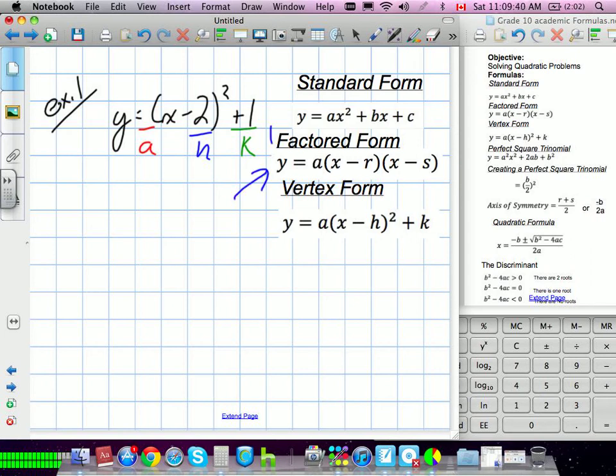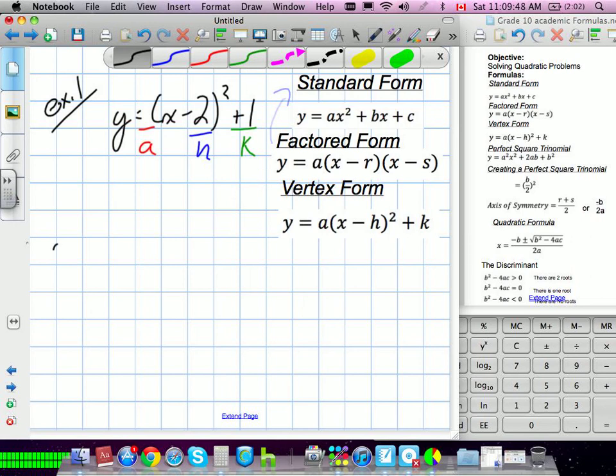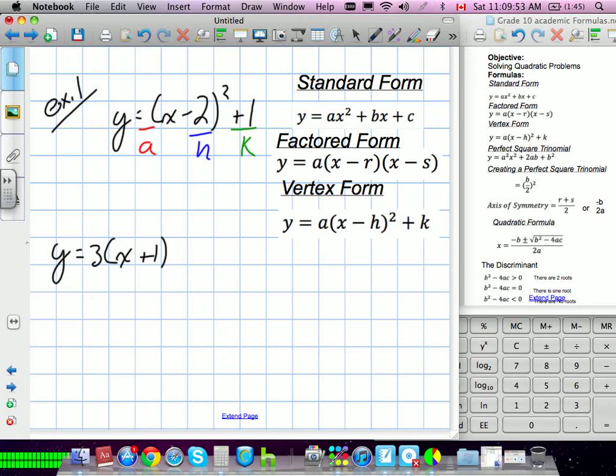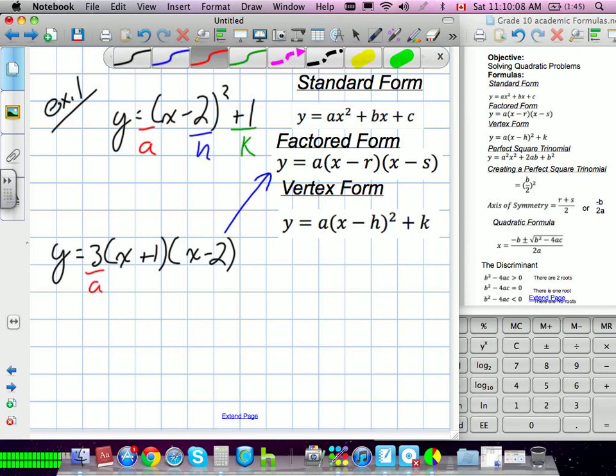Let's say now I have y is equal to 3(x plus 1)(x minus 2). What form is this style in? Yes, this one's in our factored form, right? We know our a value, and these can be considered our r and our s, okay? So our a value is our 3. Now, this is called expanding and simplifying.